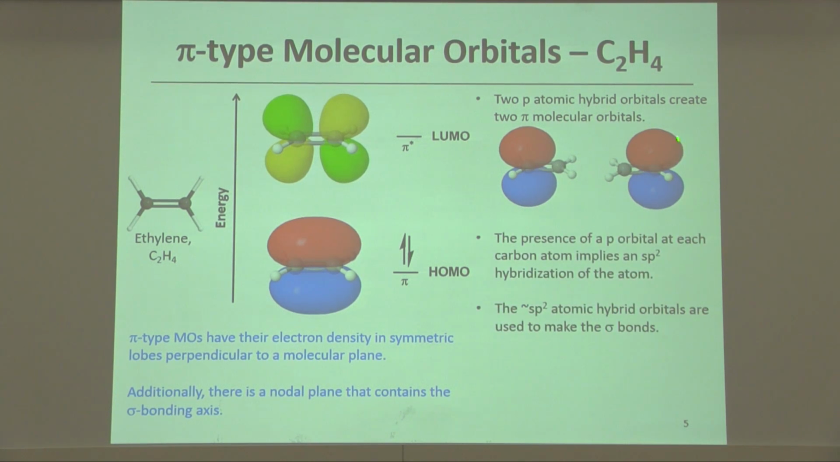That implies that each of the carbon atoms themselves has an sp2 hybridization that would allow it to use a hybrid orbital to bond to each of its hydrogen substituents as well as the other carbon atom to make the sigma framework of the molecule, leaving one empty, unhybridized p orbital to overlap to make the pi bond.